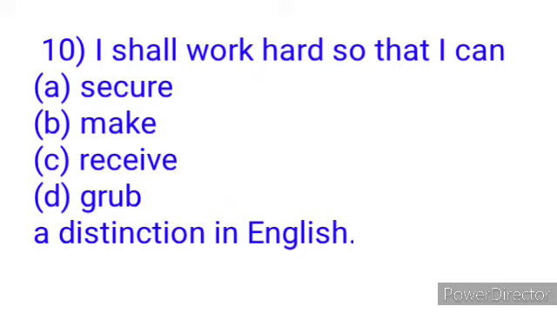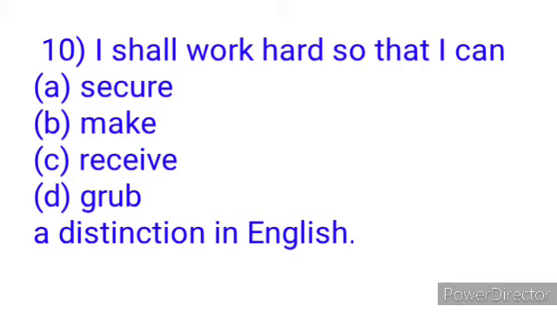Question 10, I shall work hard so that I can A, secure, B, make, C, receive, and D, grab a distinction in English. When you talk about scoring an exam, you use the verb make. So option B is the correct answer.